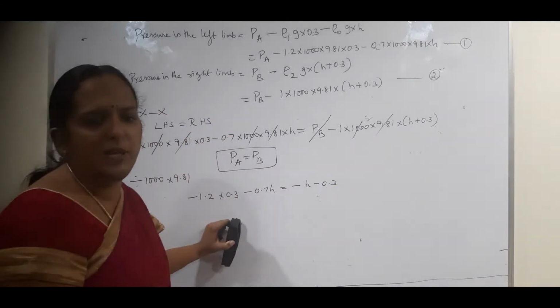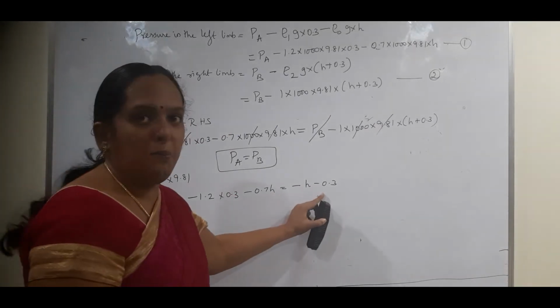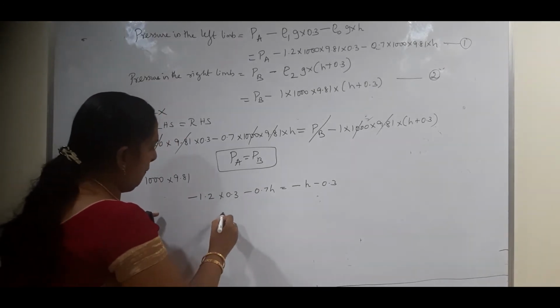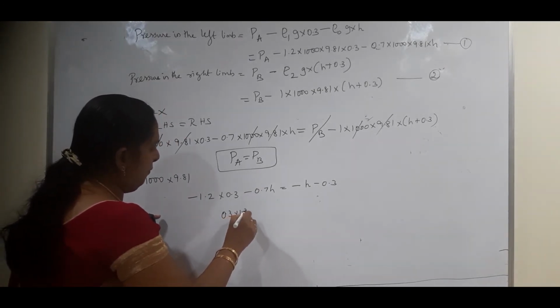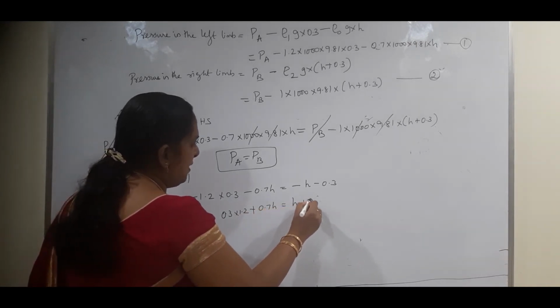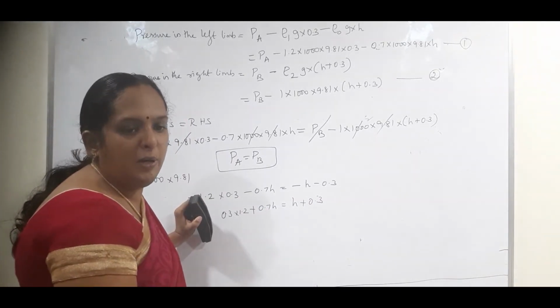Minus 1 into H now. So minus H minus 0.3. So here everywhere we have minus, we will better remove the minus here. So it will be like 0.3 into 1.2 plus 0.7H is equal to H plus 0.3. So rearrange this equation. So what will you get?